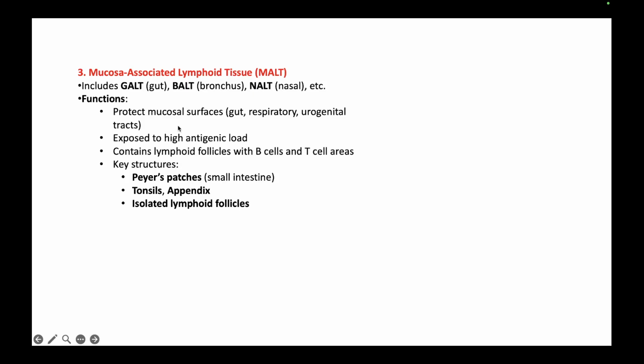There are the mucosa-associated lymphoid tissues, which include gut-associated lymphoid tissue, bronchus-associated lymphoid tissue, and nasal-associated lymphoid tissue. So they protect the mucosal surfaces: gut, respiratory or urogenital tracts. So they are exposed to high antigenic load. Okay, because these are the openings of our body through which the antigen can enter very easily. Okay, and they contain lymphoid follicles with B and T cell areas, and the key structures are the Peyer's patches, tonsils, and isolated lymphoid follicles.